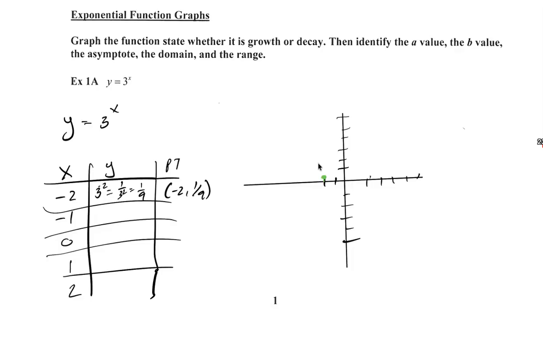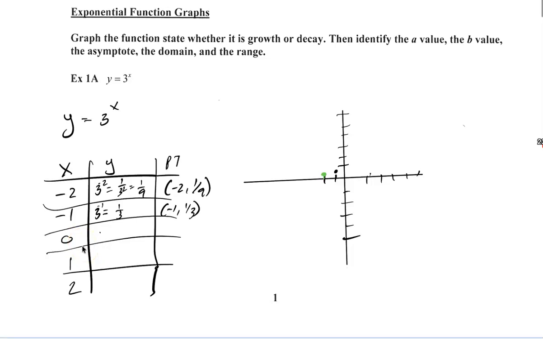And we keep on going. 3 to the -1. Remember, negative power just flips it, so that becomes 1 over 3. And that's our point, -1 and 1 over 3. So it's a little higher up. Next point, 0. 3 to the 0. Well, anything to the 0 power is 1, so we get the point 0, 1. And let's plug in 1. 3 to the first is just 3. So 1 and 3 is our next point. And then you can start seeing it really fly.